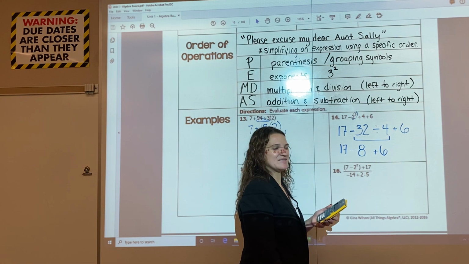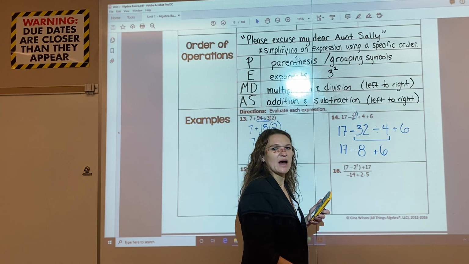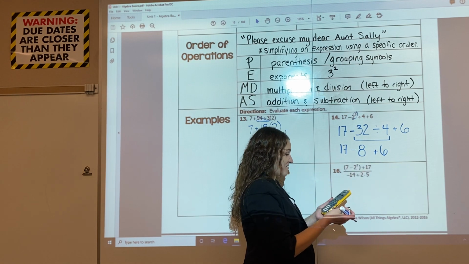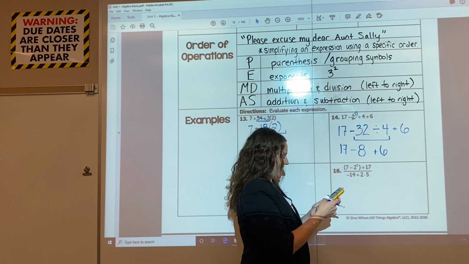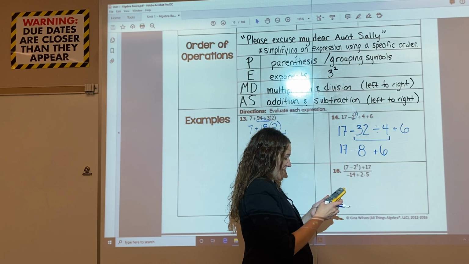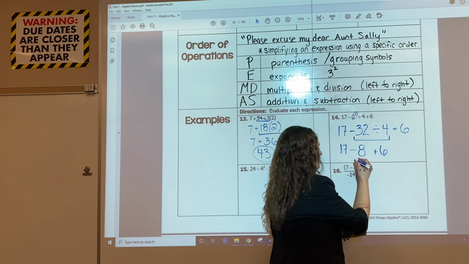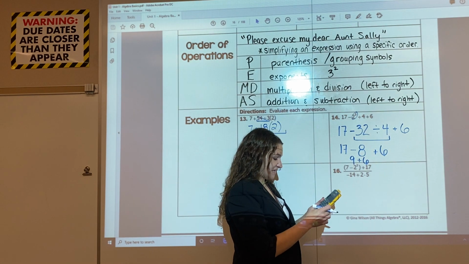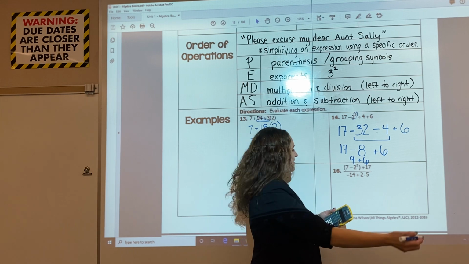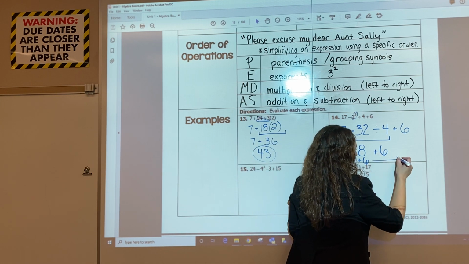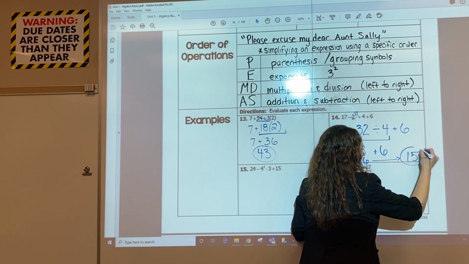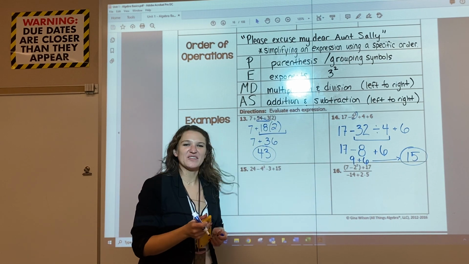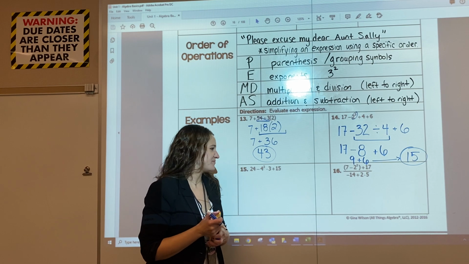So far, so good. No more multiplication or division. I'm going to move on to addition and subtraction. I see I have subtraction right here, so I'm going to take 17 and subtract 8 and get 9 left over. Bring down my 6. Then I'm going to add my 6 and get an answer of 15. Let's look at our last 2 examples here.